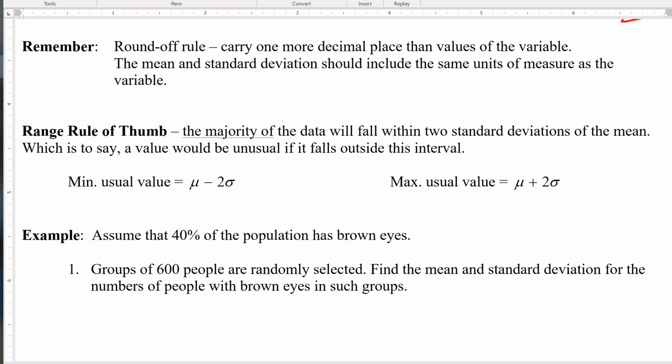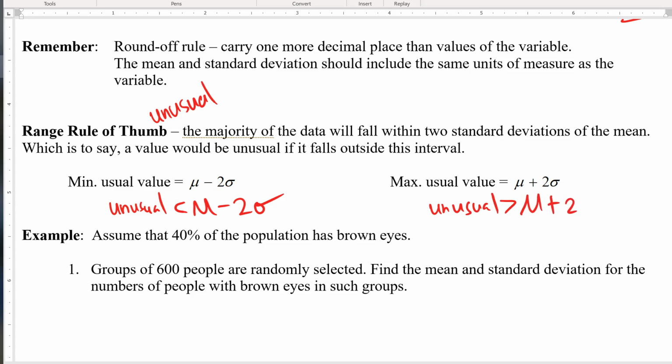Range rule of thumb. This we've talked about before. When is something considered unusual? Well, we said it's unusual if it's less than 5% probability or more than 2 standard deviations away. So this is basically what we can say. The mean minus 2 standard deviations. If something is less than that, it is unusual. If it's less than the mean minus 2 standard deviations, or it's unusual if it's greater than the mean plus 2 standard deviations. So if you're outside of that, okay?